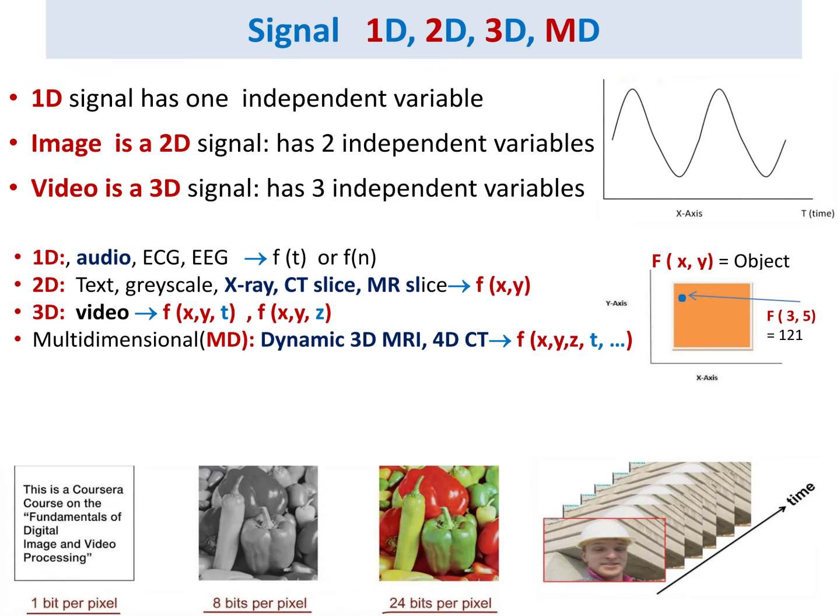Similarly, a 3D medical volume can be represented as f(x, y, z). For dynamic 3D MRI or 4D CT, the data become multidimensional, for example f(x, y, z, t). The image examples at the bottom also show that digital images are represented using pixels, with different bit depths determining the number of intensity or color levels.